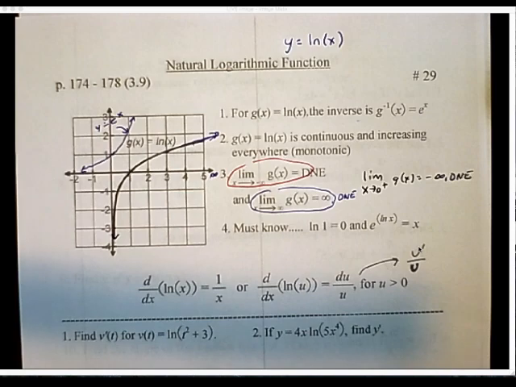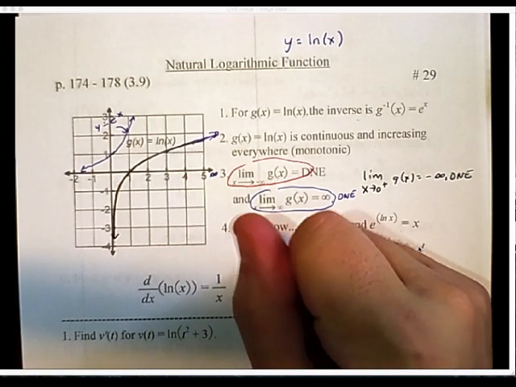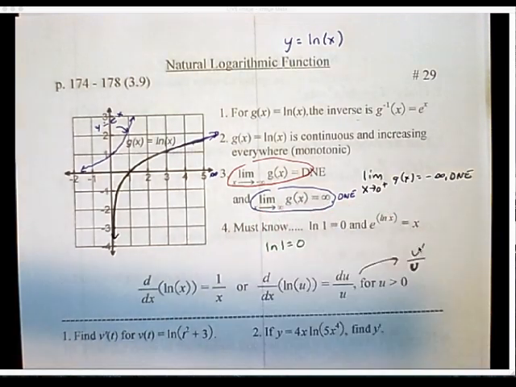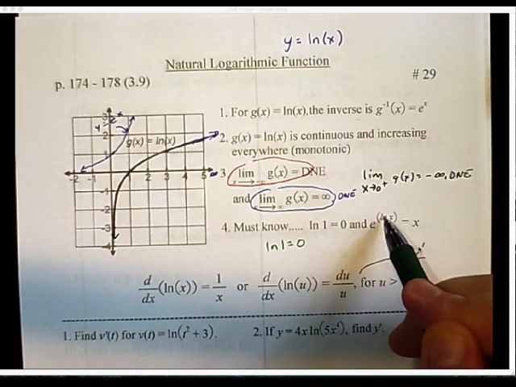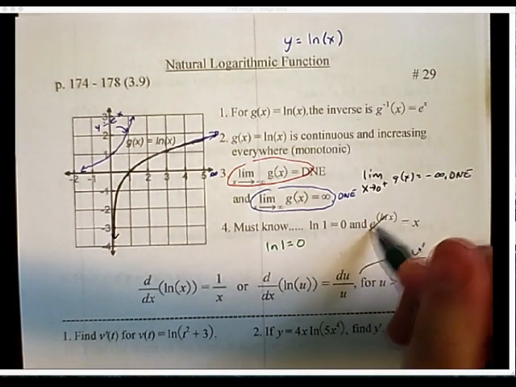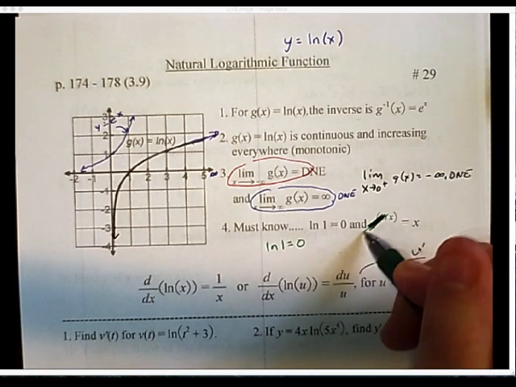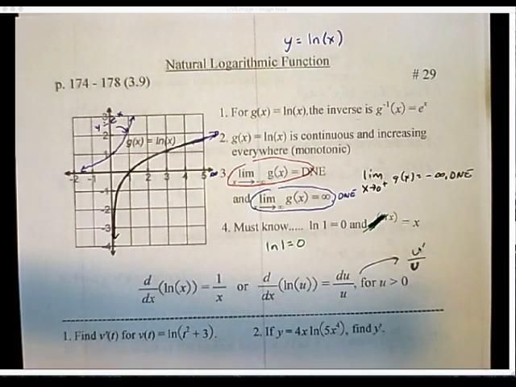All right, now a couple facts about ln that you have to know. Ln of 1 always equals 0. And if you take e and raise it to an ln, those are inverses to each other, so they basically cancel each other out, and you're just left with x.